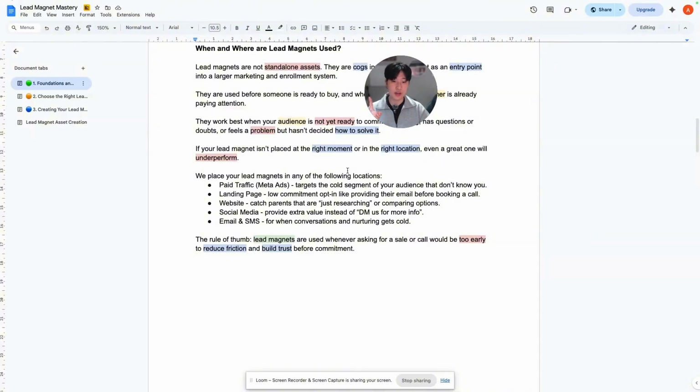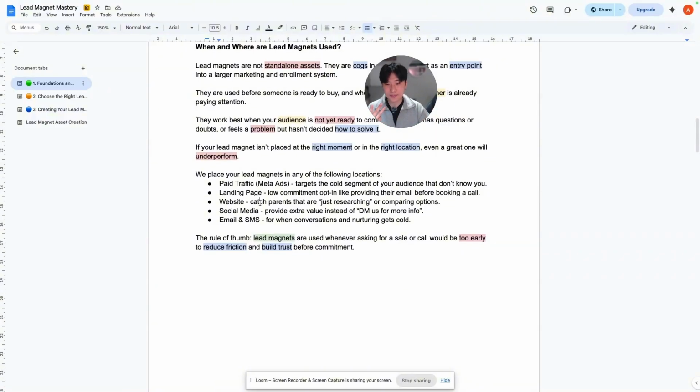Firstly, paid traffic, Meta ads. This targets the cold segment of your audience that don't know you at all and have never heard of you. Secondly, a landing page. So it's a low commitment opt-in, like providing the email before booking a call, which is slightly higher commitment. Now, it helps you target the people that may have viewed your landing page and are slightly interested, but they're not just ready yet to schedule a time in the calendar.